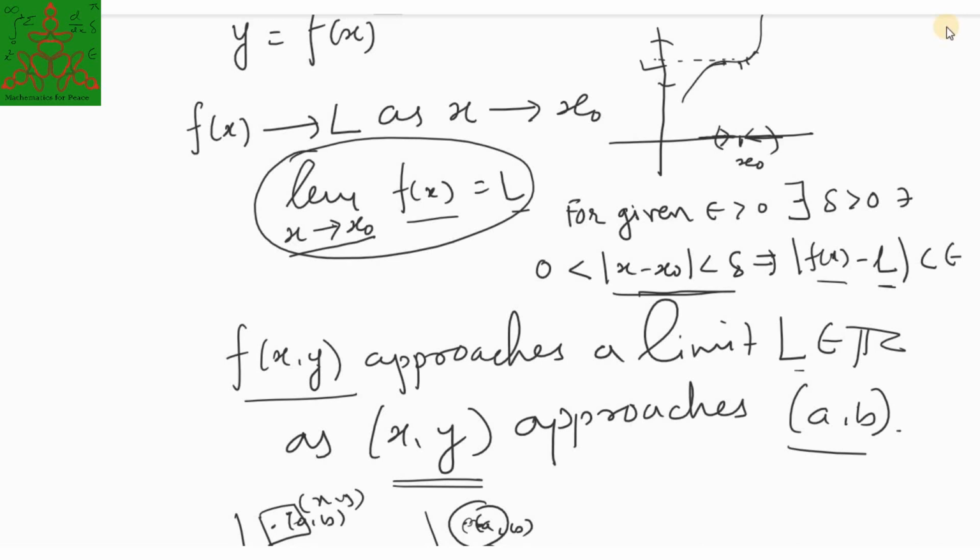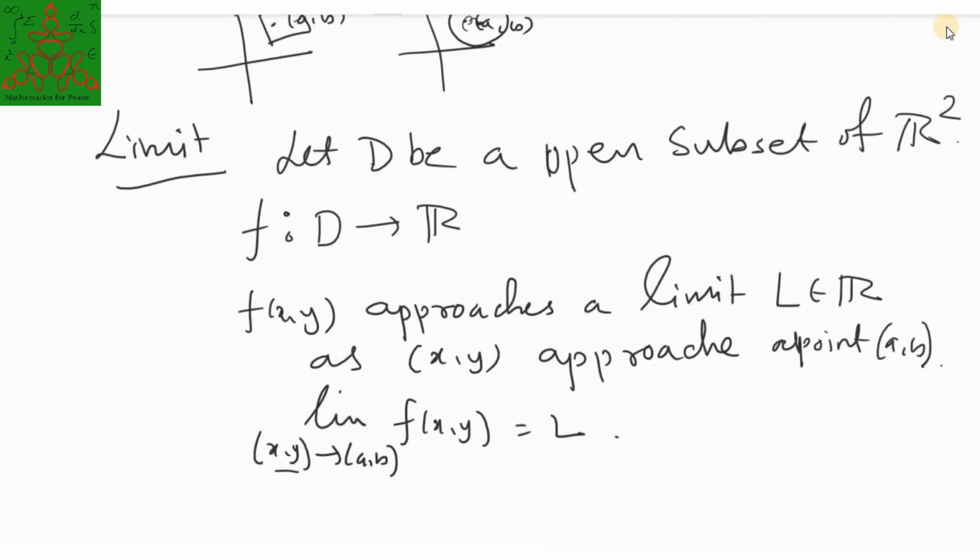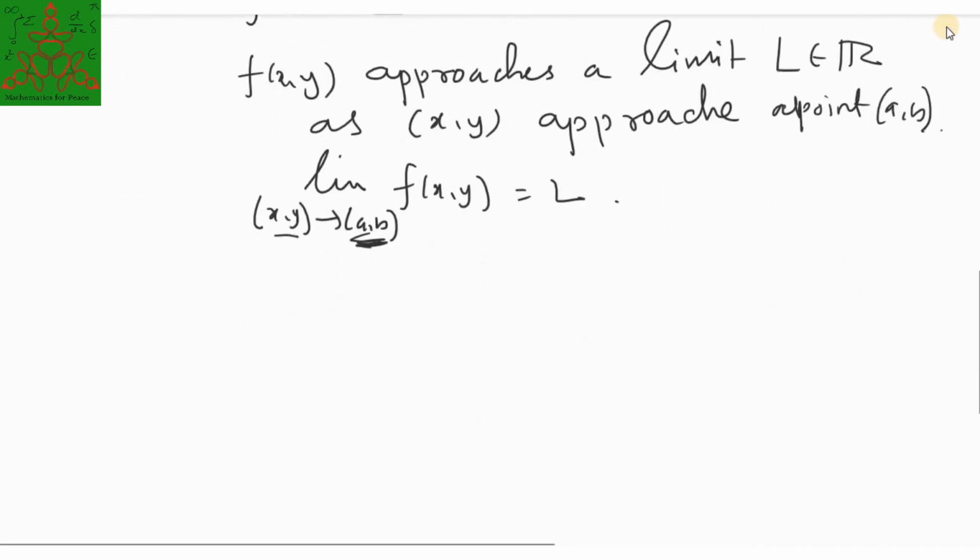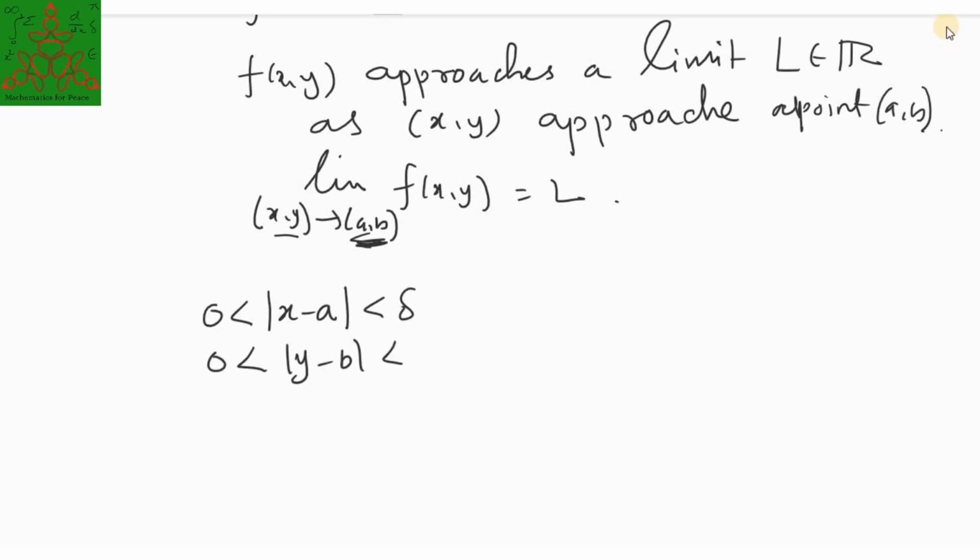Here, in one variable, we talked about a neighborhood on the real line. Now we have a neighborhood of the point (a, b). The neighborhood of this point (a, b) is a rectangular neighborhood, or you can take a spherical neighborhood, whichever it is, and we have already talked about how they are equivalent. So by the definition we can write 0 less than mod x minus a less than delta and 0 less than mod y minus b less than delta. That is the rectangular neighborhood of the point (a, b).